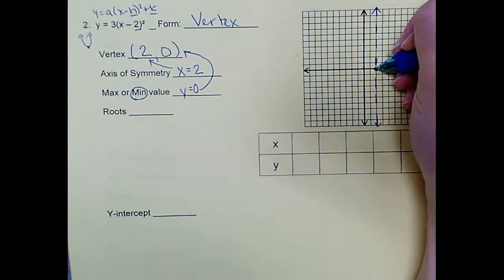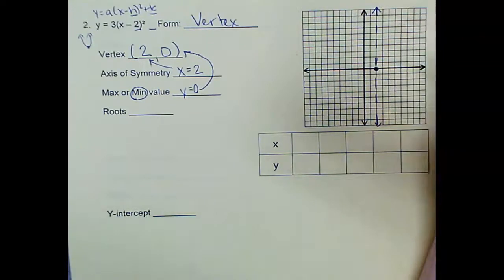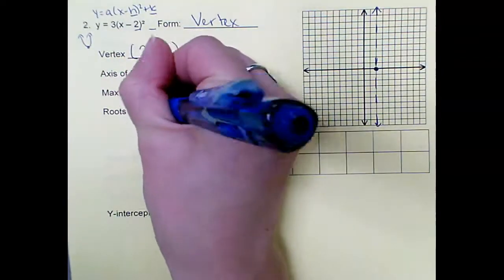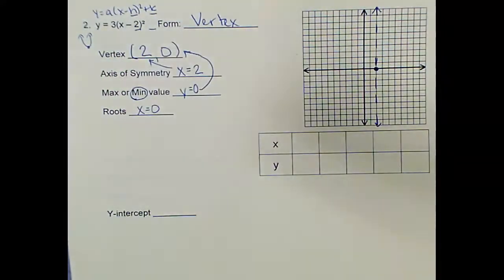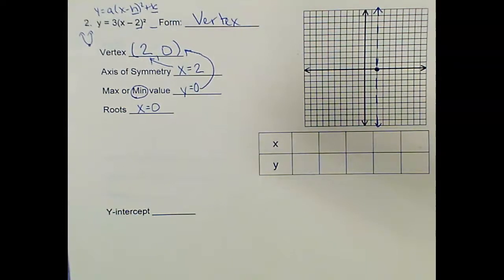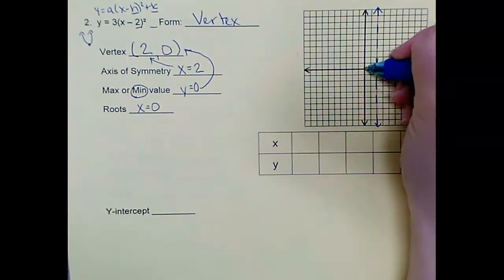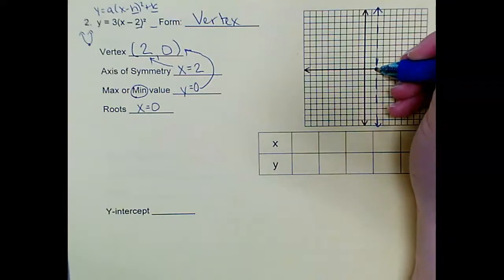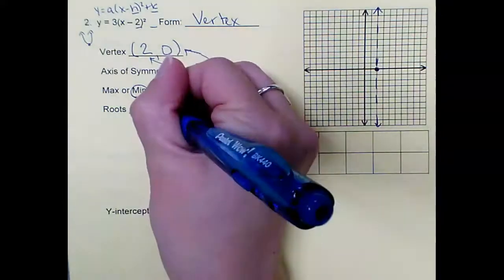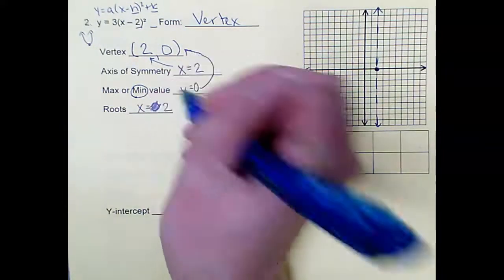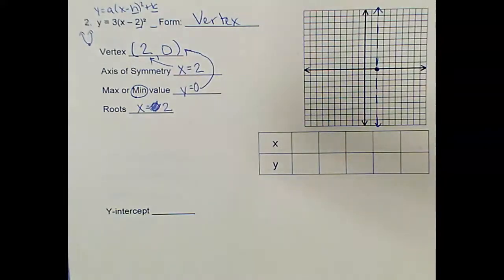It also means that, what? That's my root, right? So my only root is x equals 0. What about the y-intercept? Oh, wait a second. Is the root 0? 0 would be right here, right? Where is this root? This root is at 2. This root is at 2, but there is only one root.